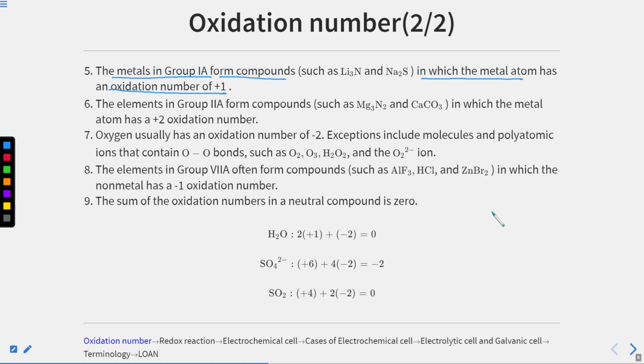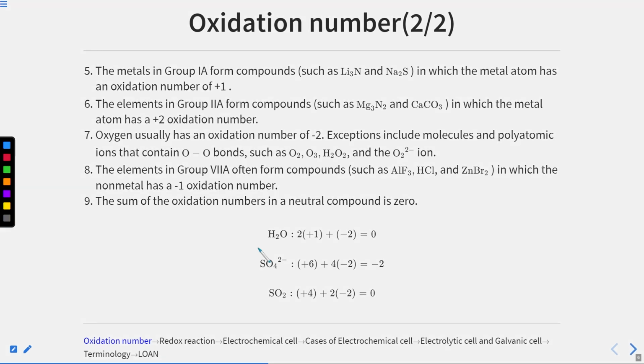Then group 17 elements such as fluorine, chlorine, bromine, iodine, if they're forming a compound with metals, then it will have a charge of -1. If it is forming a compound with, say, non-metal, then it can vary. So these are our 8 rules. Now we have some examples here.